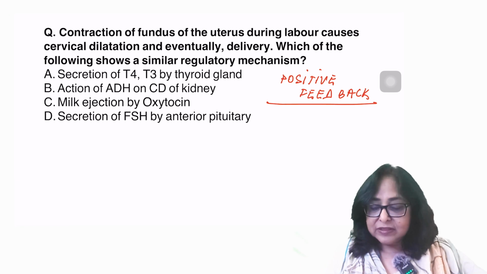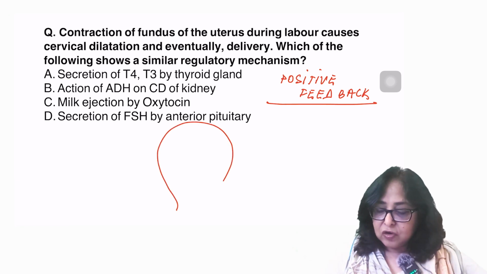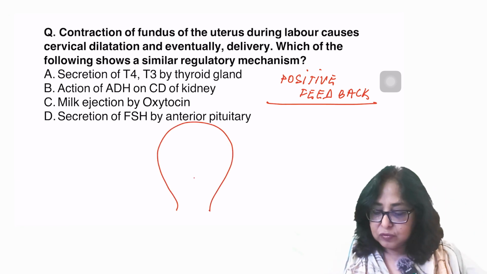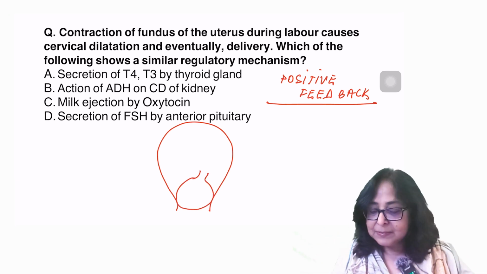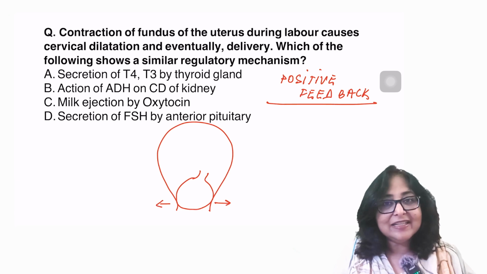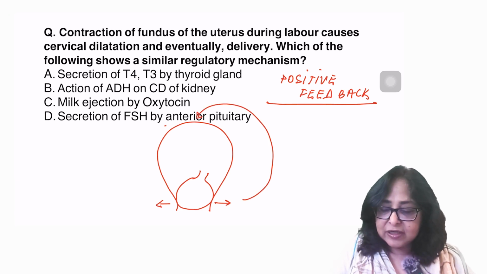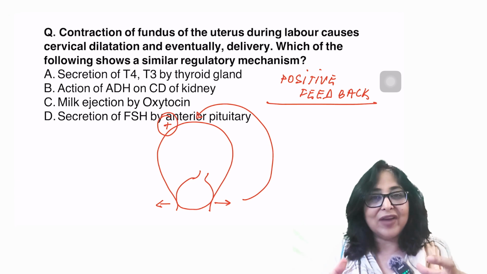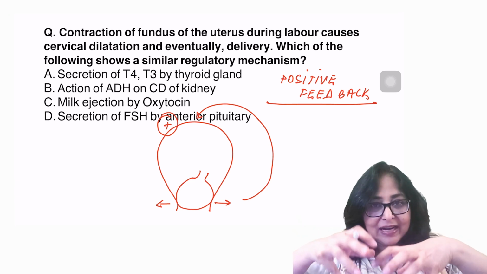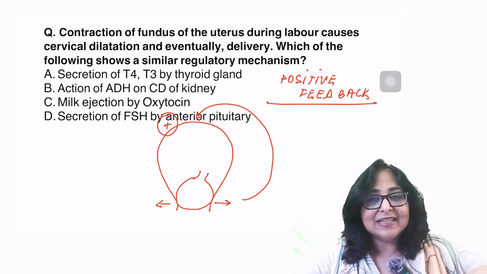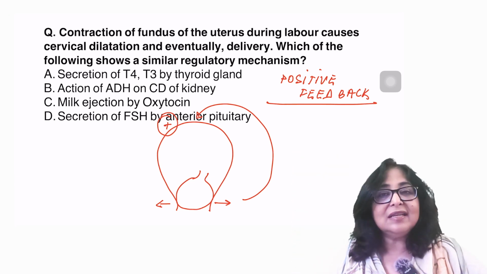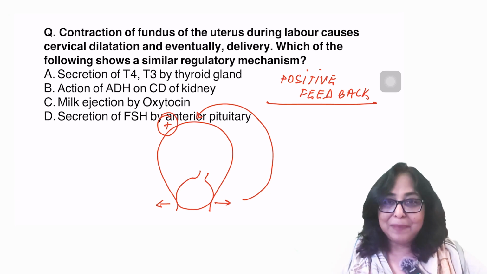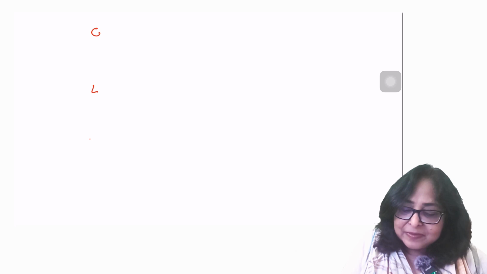See, what happens in positive feedback is, because of the contraction of the fundus of the uterus, the fetal head is pushed downwards. This causes cervical dilatation, and cervical dilatation enhances the uterine contractions, which causes the fetal head to be pushed downwards, more cervical dilatation, which further enhances the uterine contractions. So this is an example of positive feedback. Now, the examples of positive feedback are very few, in fact.